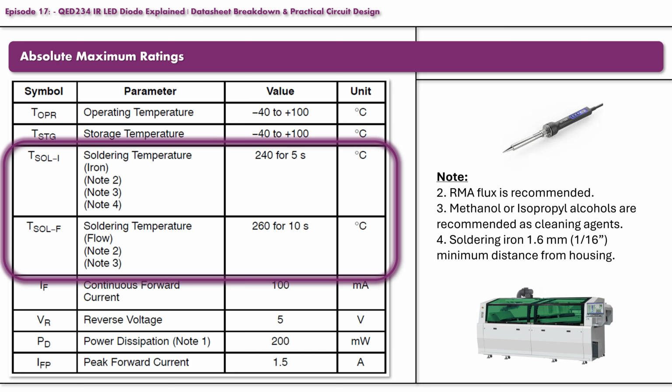The second parameter defines the maximum temperature and duration the component can tolerate during automated soldering processes. For both soldering methods, the following recommendations apply. RMA flux is recommended, methanol or isopropyl alcohol may be used for cleaning, and the soldering iron tip should be kept at least 1.6 mm away from the plastic housing of the diode to prevent thermal damage.